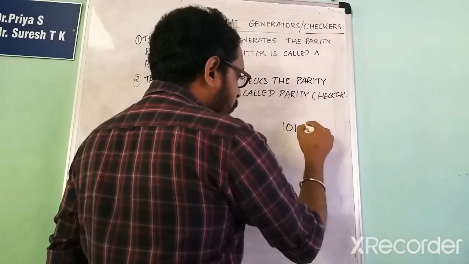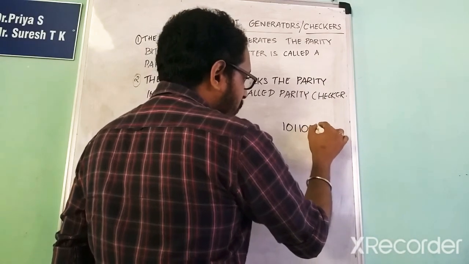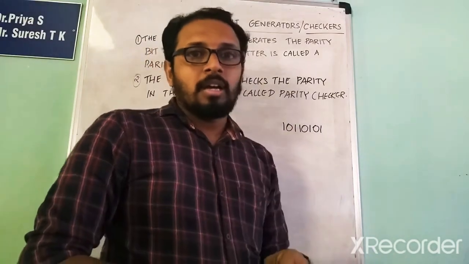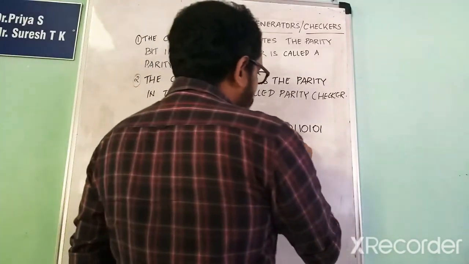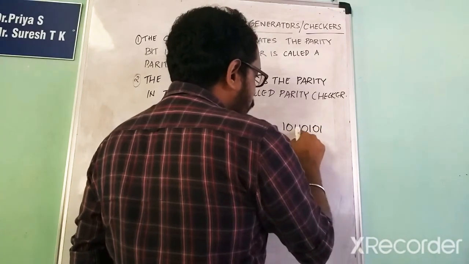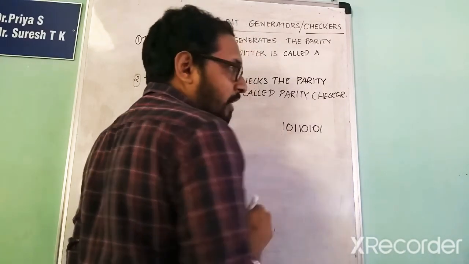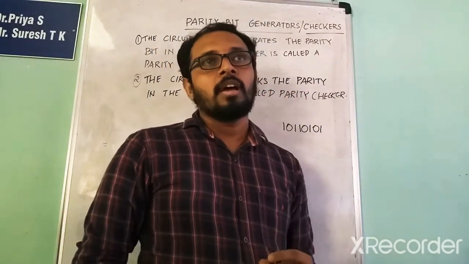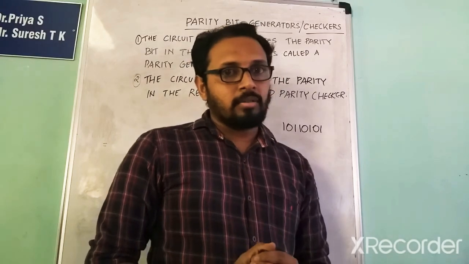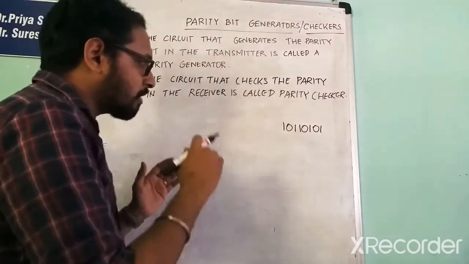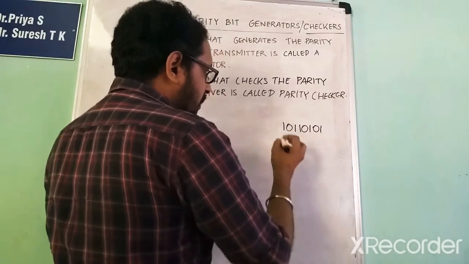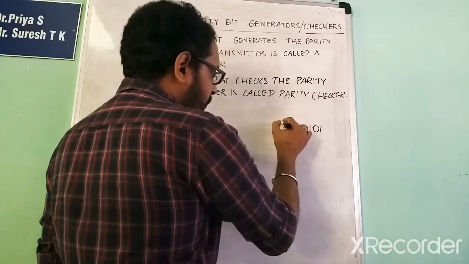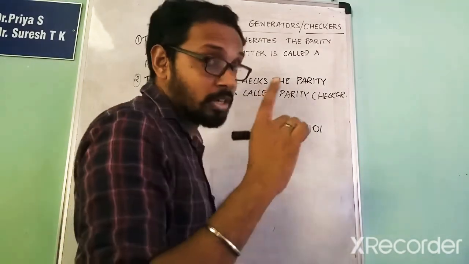10101011, which is 8 bits. What we do here is count the number of ones: 1 2 3 4 5. In this 8-bit data, 5 are ones. In a parity bit generator, when the data is to be sent, an additional bit is added. It can be a 0, it can be a 1, but most probably we add ones.